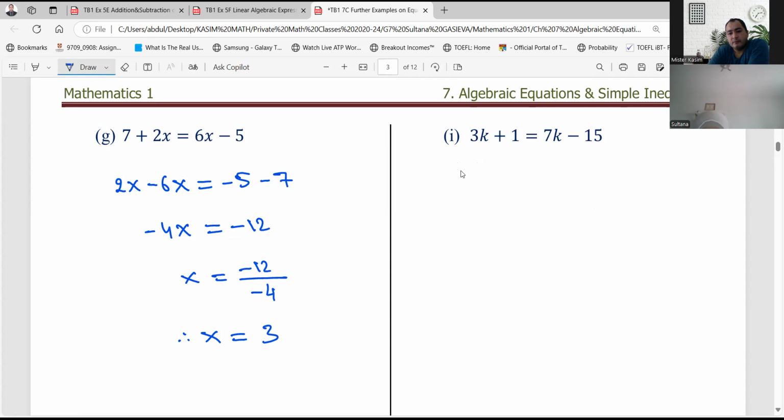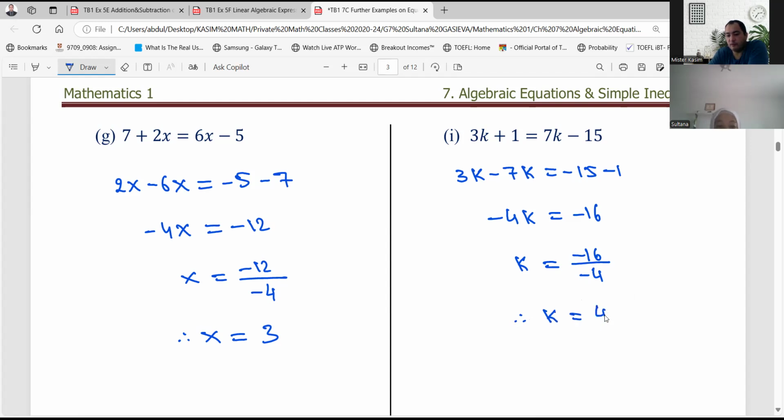Okay, so 3k minus 7k equals negative 15 minus 1, and then negative 4k equals negative 16. And then k equals negative 16 over negative 4. And then the answer is k equals 4. That's it. You see?